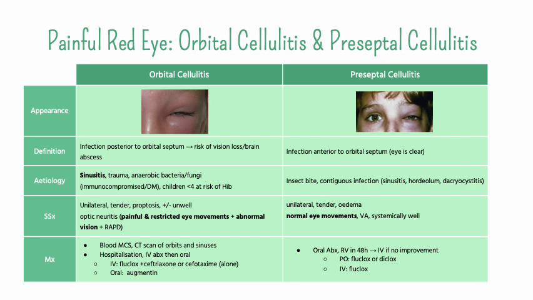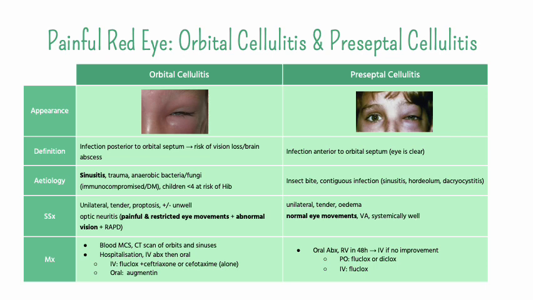As I mentioned before, the management plan for orbital cellulitis is an urgent referral to ED to allow IV antibiotics and then switch to oral if they are clinically stable. During this process, you would also want to send off bloods, which primarily you want to do a blood MCS, as well as a CT scan of the orbits and sinuses. The IV therapy includes Fluclox and ceftriaxone or cefotaxime by itself, and the oral antibiotic is Augmentin.